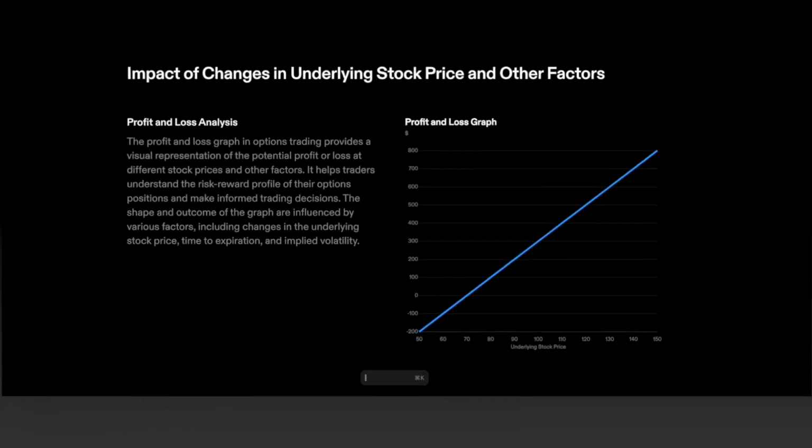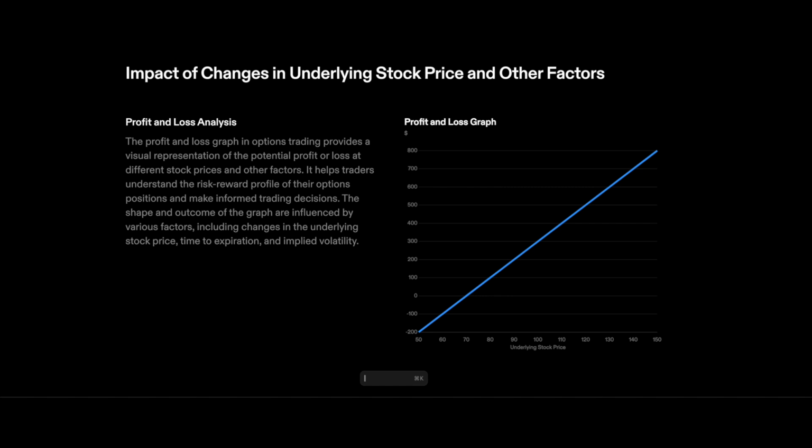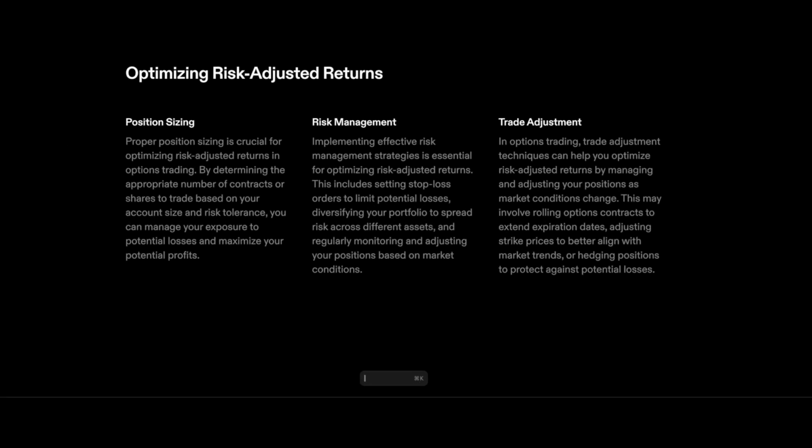Next, we'll explore how to interpret and analyze the profit and loss graph for different options strategies, including long calls, short calls, long puts, short puts, and various combinations of these strategies. By understanding the profit and loss graph, traders can assess the risk and reward characteristics of their trades, identify break-even points, and make informed decisions about trade entry, exit, and adjustment.